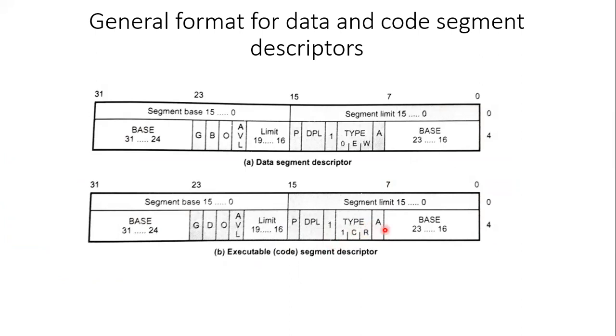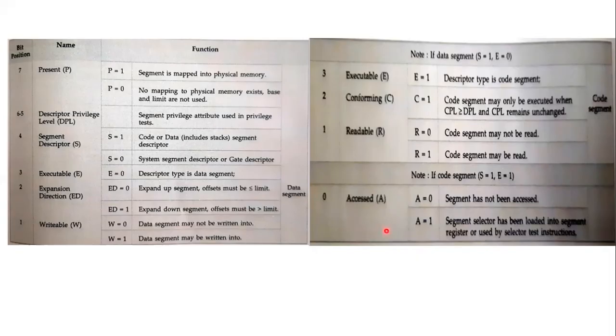Now we are talking about these fields in the table. So E means executable, C means conforming, R means readable. Whenever your E is 1, the descriptor type is code. See, whenever your E was 0, your descriptor type was data. When your C is 1, it is the conforming bit. It is very important. When the C is 1, your code segment may only be executed.